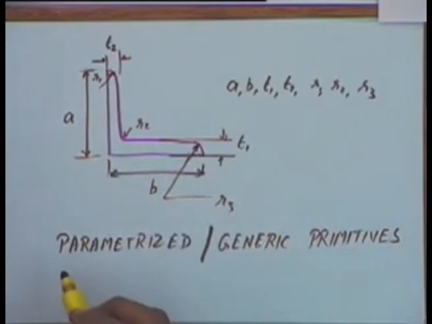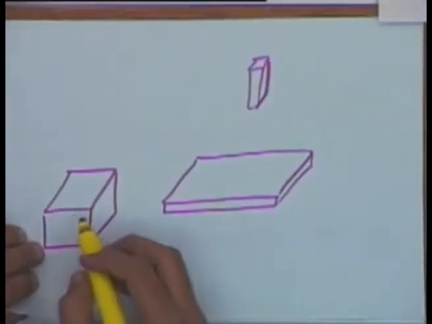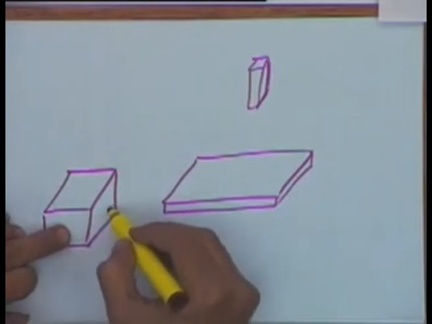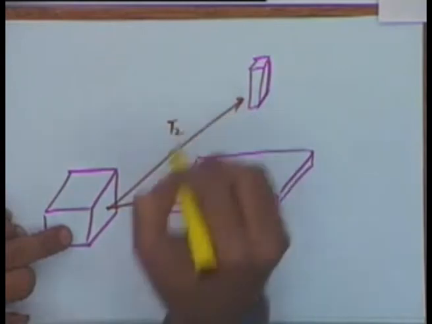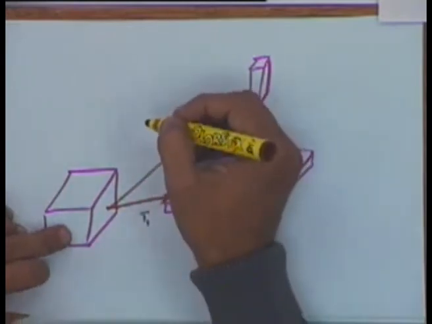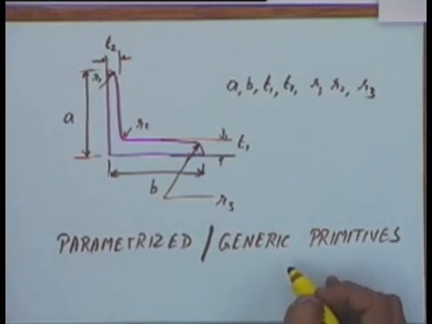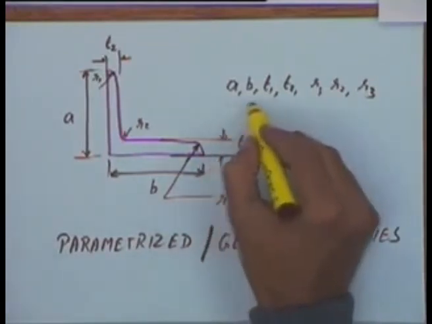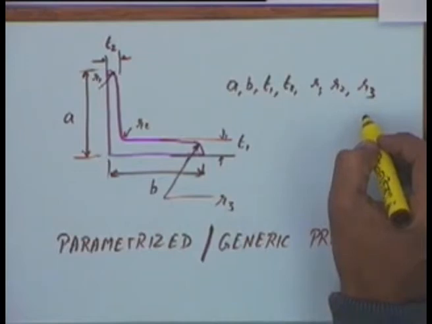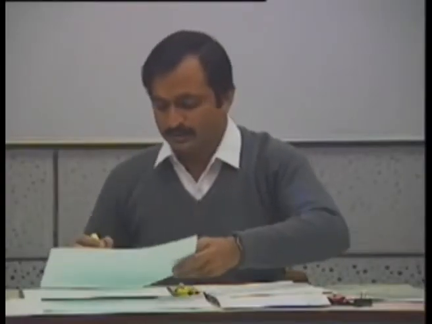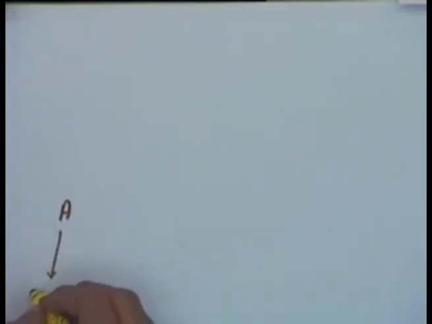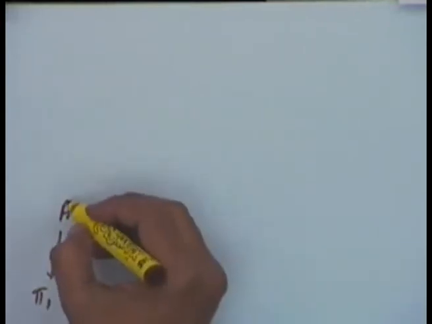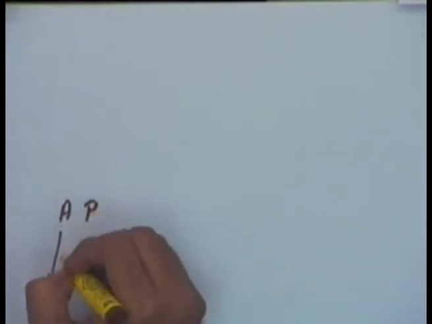In addition to specifying a transformation, which will convert this unit cube into either a plate or a rod, let's say this is a transformation T1, this is a transformation T2. In addition to that, for the case of parameterized primitives, we also have to specify the values of these parameters. So in a particular situation, I might have a solid A, which is actually, let's say I have some primitive pi1, which I am instantiating through a set of parameters P.